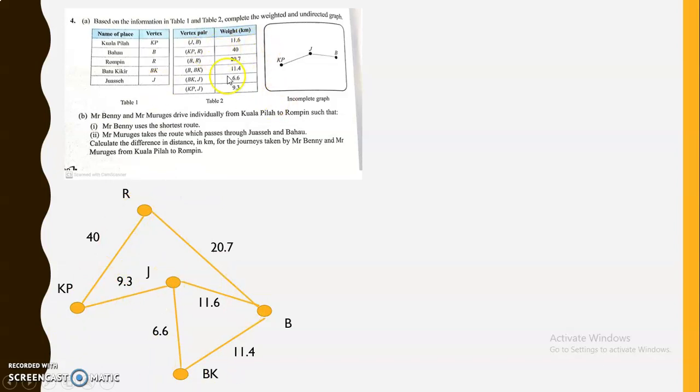Then let's say this graph is 5 marks. So you label everything, you get 5 marks. Okay. So we complete this graph already. So this is for answer A. So now we look at answer B. Mr. Benny and Mr. Murugesh drive individually from Kuala Pilah to Rompin, such that Mr. Benny used the shorter route. So now KP to R, Kuala Pilah to Rompin, is 40 km. Okay, now very directly you can see this one is direct.